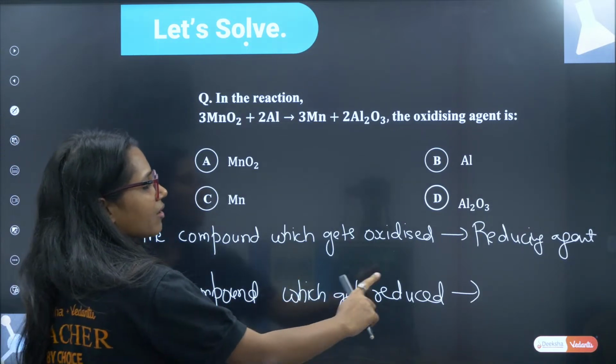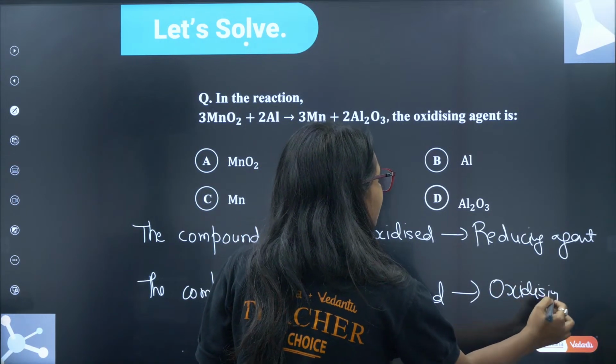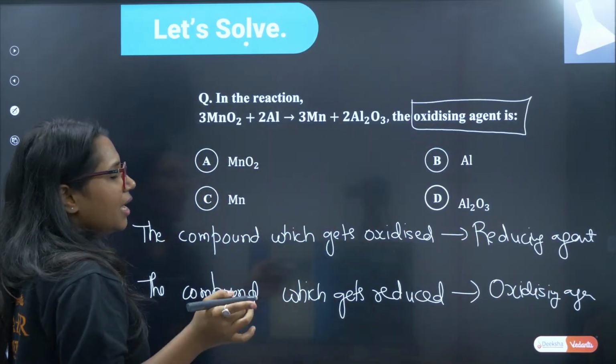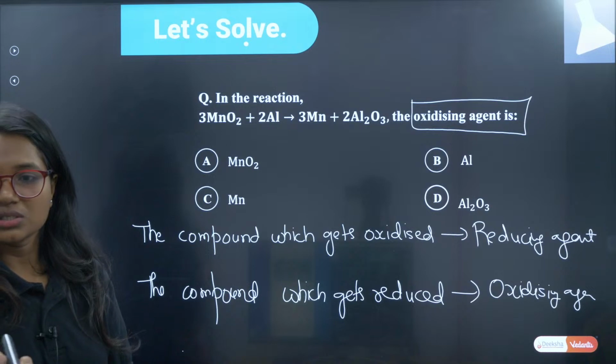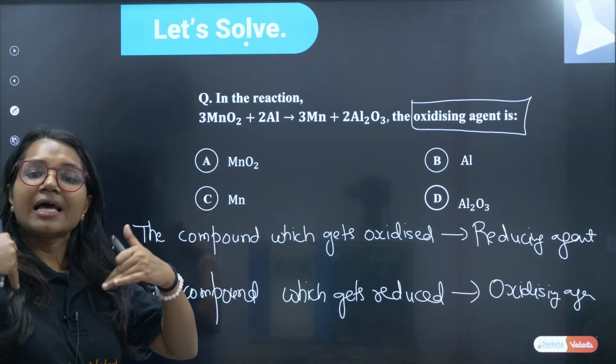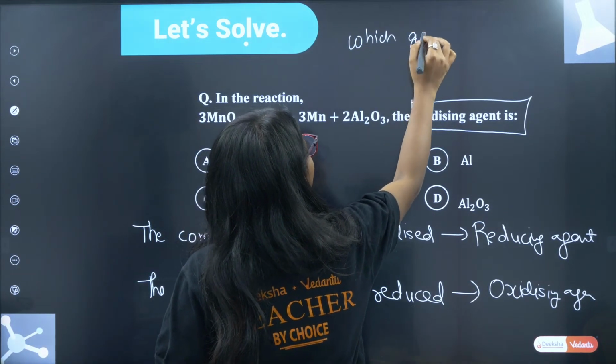So the compound which gets reduced is called the oxidizing agent. Now you just have to find out: they are asking you the oxidizing agent. It means you have to find who got reduced. Oxidizing agent means which gets self-reduced.